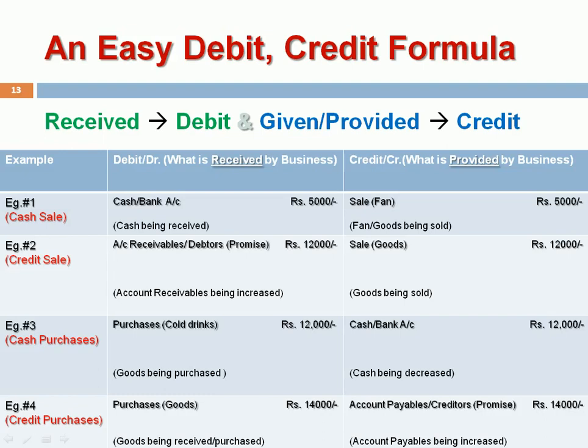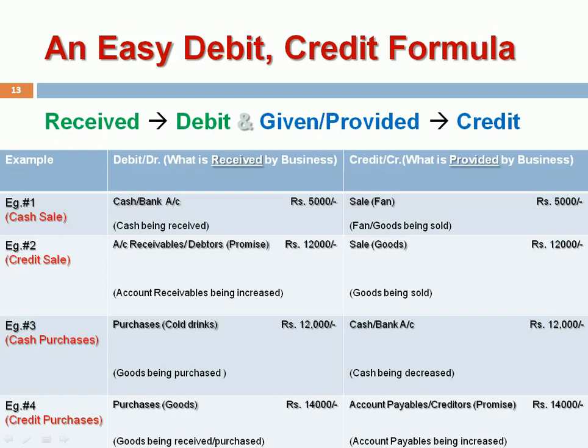In example 3, which is of cash purchases, we would write in debit what we have received. We have received cold drinks, which is a purchase for our company worth rupees 12,000, and we will write in description goods being purchased. In credit, we would write cash or bank because we are providing cash to our supplier worth rupees 12,000, cash being decreased.